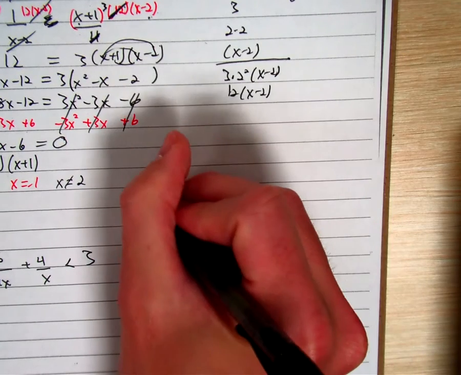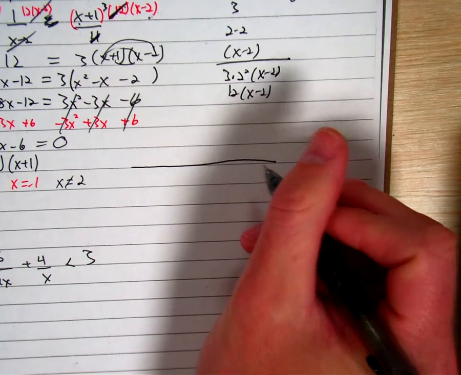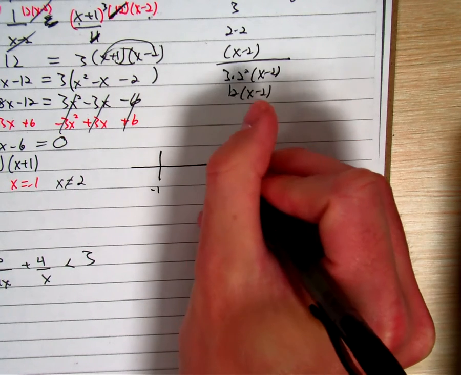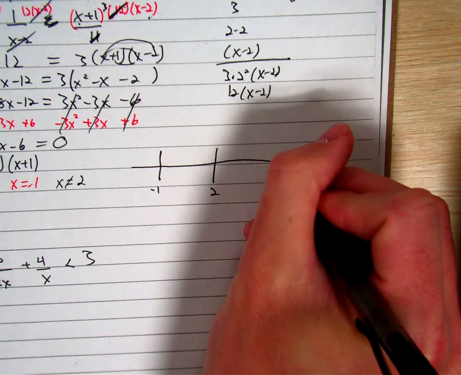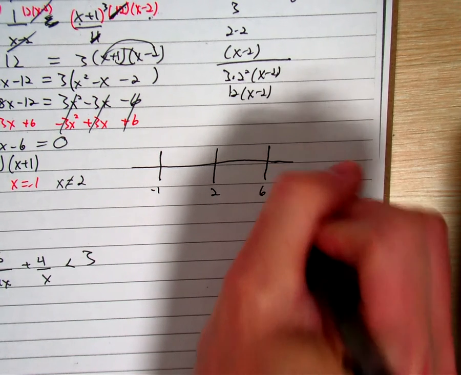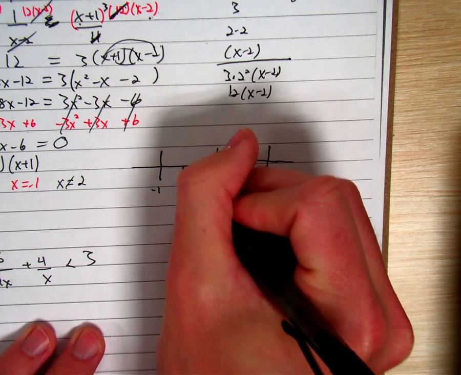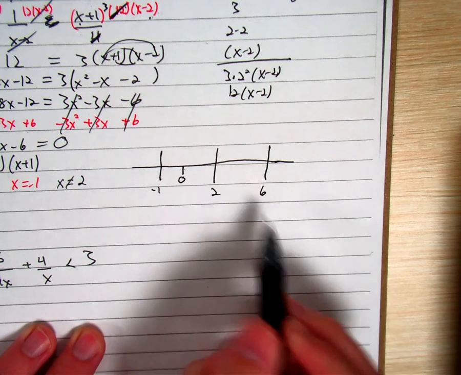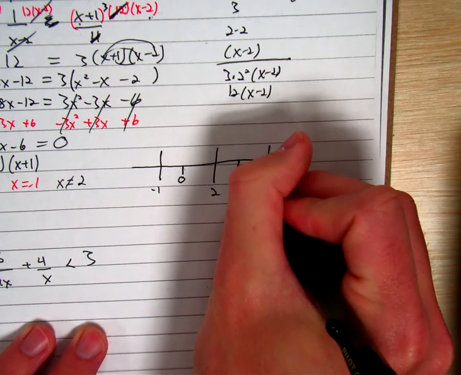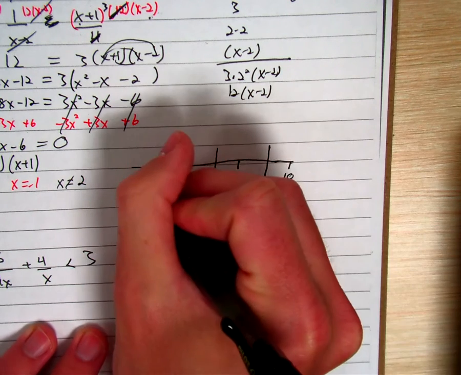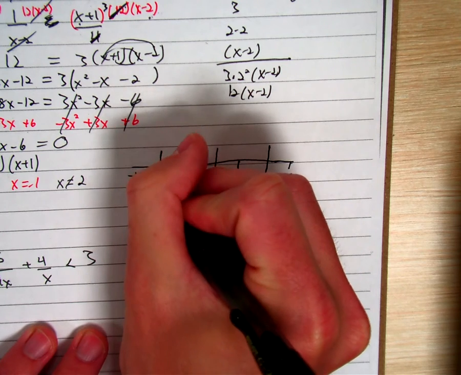So we're going to make a number line with negative 1, 2, and 6. Okay, we got to pick a number to test in each interval there. Smartest number to pick is 0 there between negative 1 and 2. 5s are usually pretty friendly. And then out here I'm going to go with 10 and negative 10.